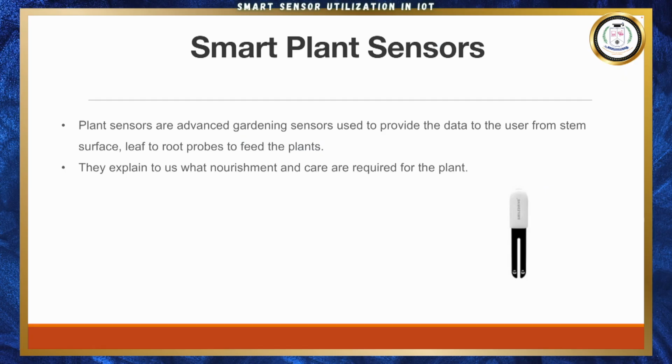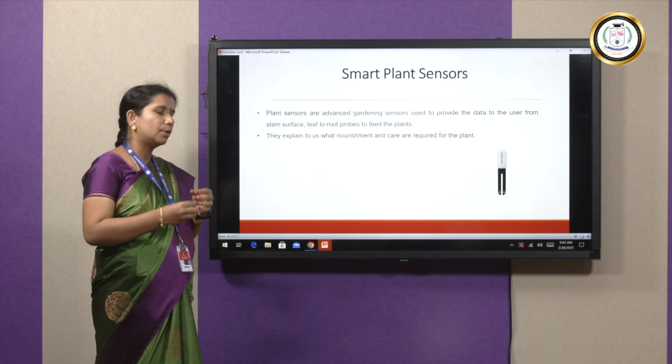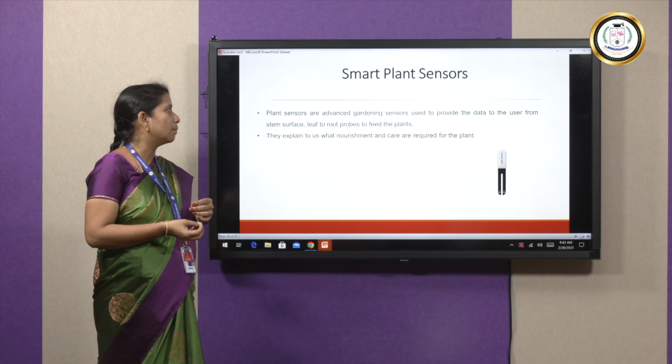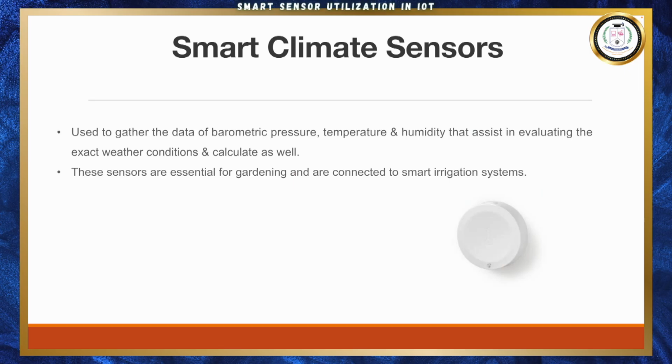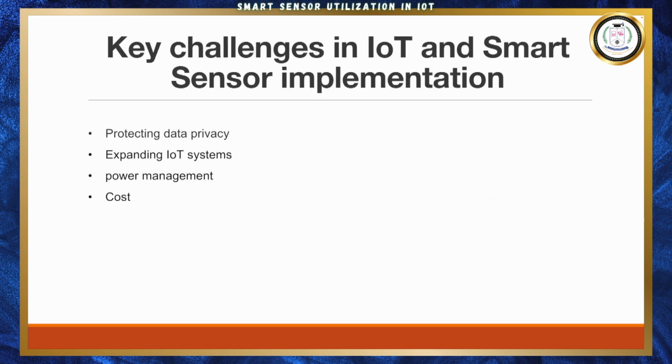Next, the smart plant sensor. This sensor is embedded with the plant so that we can monitor the growth of the plant, the condition of the plant, the condition of the leaves, and whether we need to take some steps for the growth of the plant. Next is the smart climate sensor, which is used to detect weather conditions, which is very useful in irrigation systems. So what are the key challenges in IoT and smart sensor implementation?